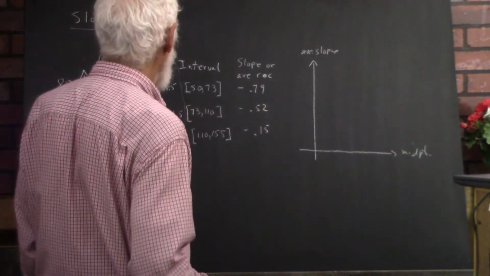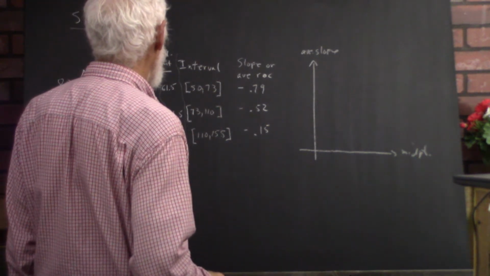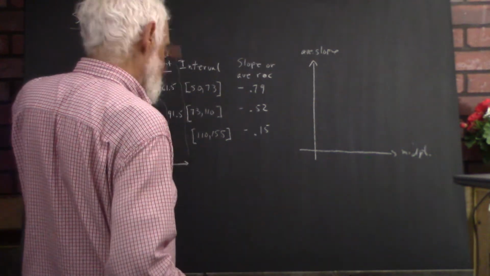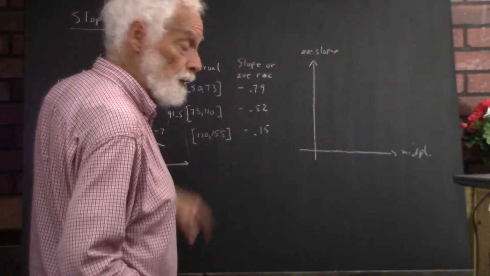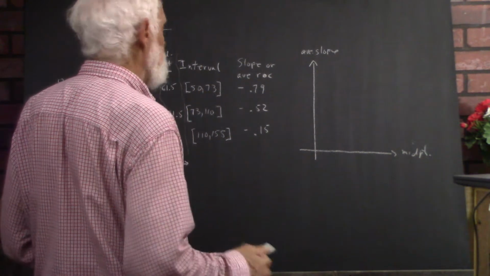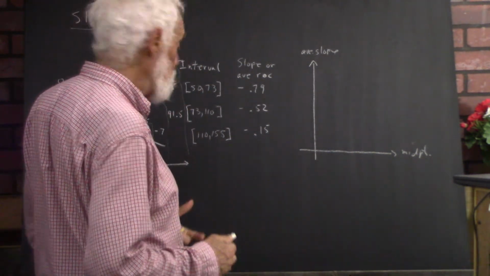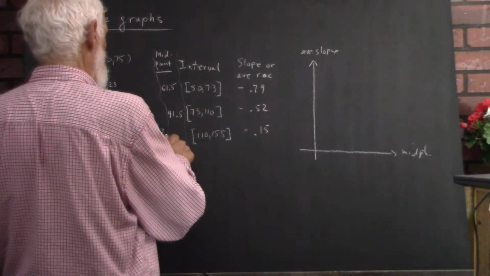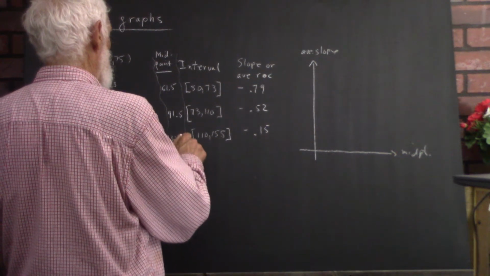Now if I add 73 and 110 to illustrate that, I get 183, and half of that is 91.5. And then, yeah, that's right, confused myself. 110 and 155. Difference is 45. Half of 45 is 22.5. 110 and 22.5 is 132.5.